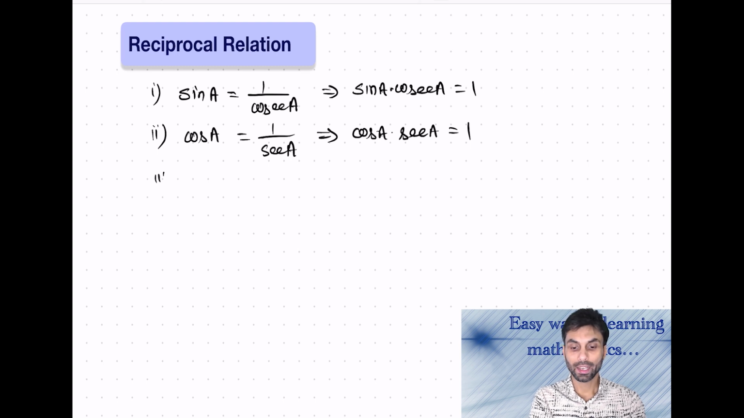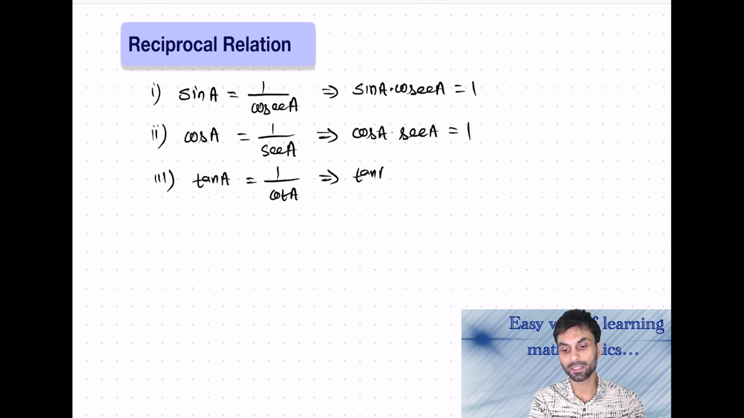1. And the third, which we have seen between tan and cot, so if you take tan A, we can write it as 1 upon cot A, and if you cross multiply, we can write it as tan A into cot A equals to 1. So these are the 3 relations which are known as reciprocal relations.